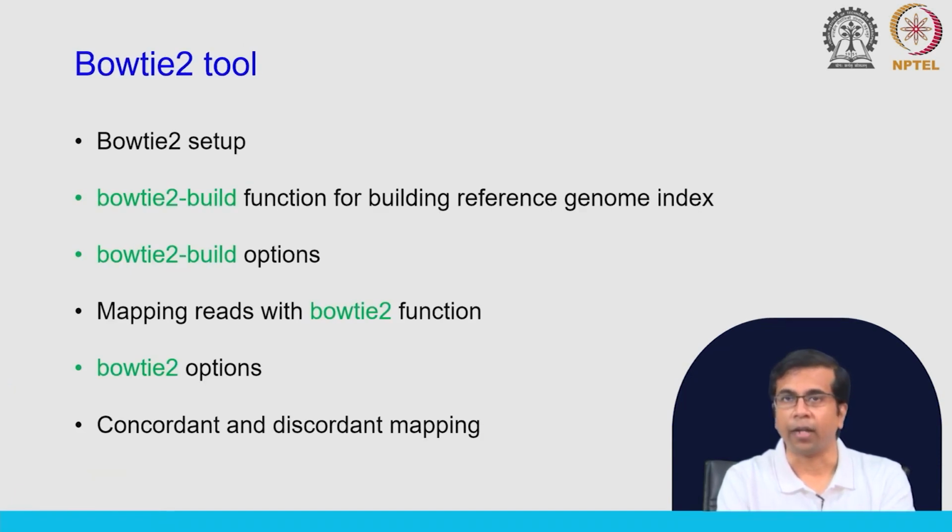Just to summarize what we have discussed so far and what we have done in the last few classes. We have set up Bowtie2. We have used this Bowtie2 build function for building the reference genome index, and there are certain options that you can give in the command line when you are using Bowtie2 build. Then we use the Bowtie2 function itself. This is the function that we use for mapping. Okay. And with Bowtie2 there are a lot of options. We have mentioned that some of these options could be useful, and we have also discussed concordant and discordant mapping.